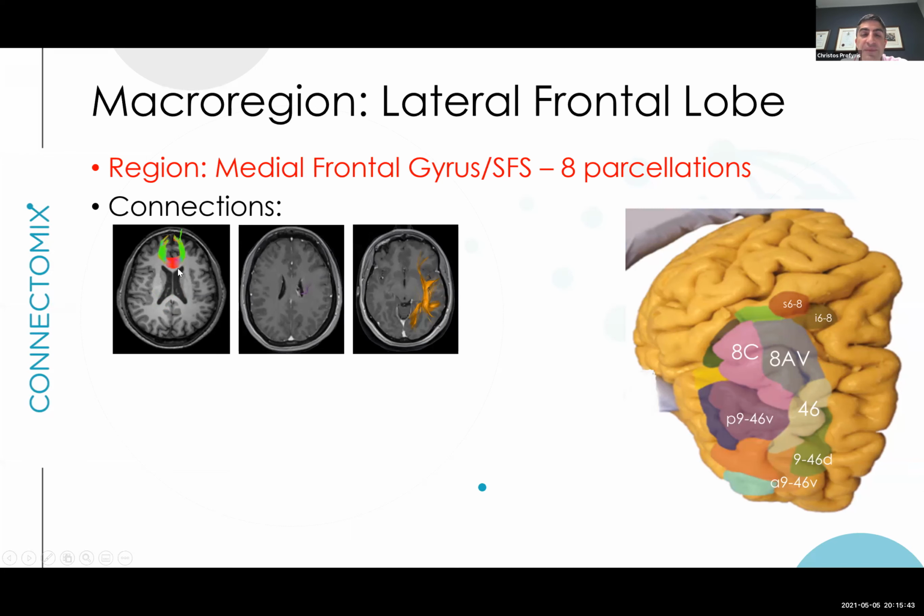Connections-wise, again, we're connected via the corpus callosum and the genu, part of the FAT. And now we're starting to integrate the superior longitudinal fasciculus, that huge tract that connects the entire brain around the sylvian fissure that we talked about last week.